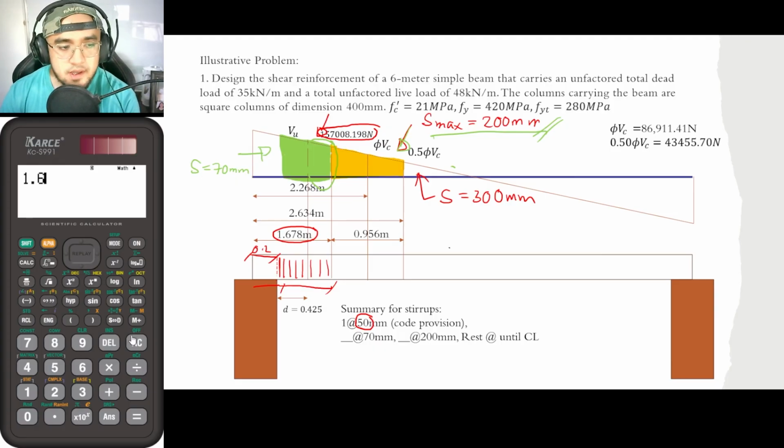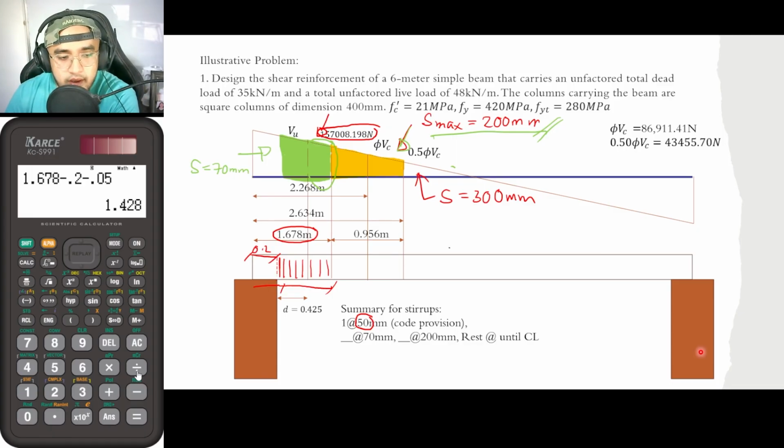So, 1.678 minus 200 mm. But, as you can remember, we used a single 50 mm. So, we have used 150 mm already. So, from that, guys, let us subtract this by 50 mm further or 0.05. So, this is now the distance, which is 1.428.